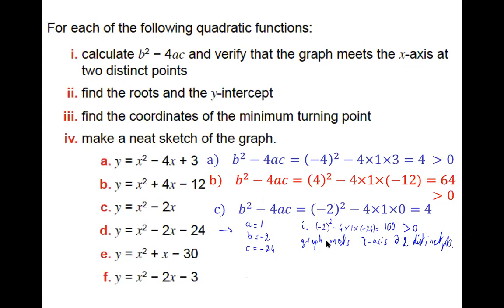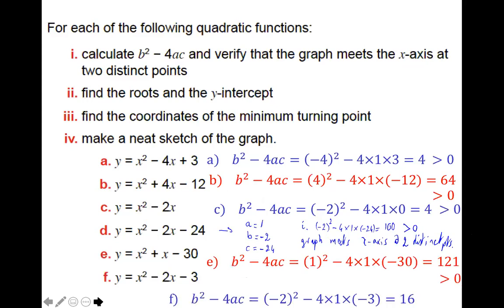For D, we've done that one. We noticed that it was 100 when we calculated it. You do the same for E, 121. And for F, this is just practice, so you just put that as positive. And the last one, 16, which is positive. Now, once you've got your discriminant, they've asked us to find the roots and the y-intercept.